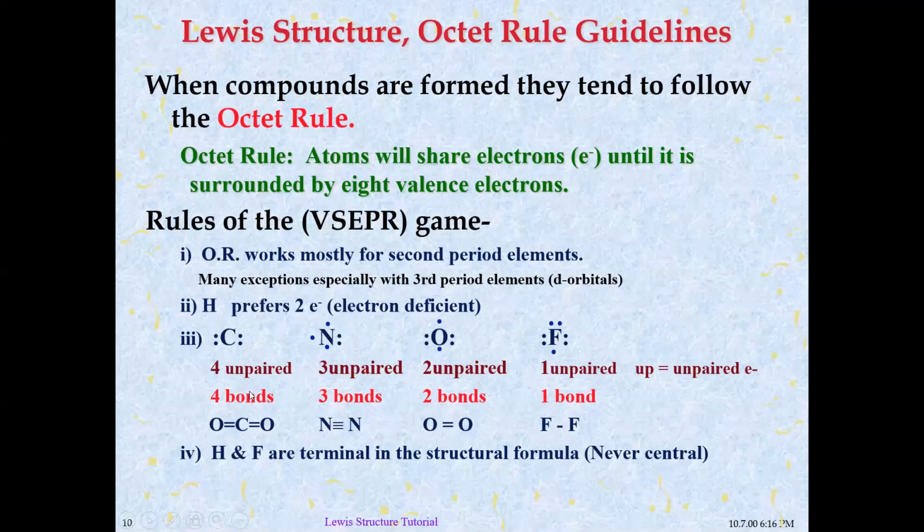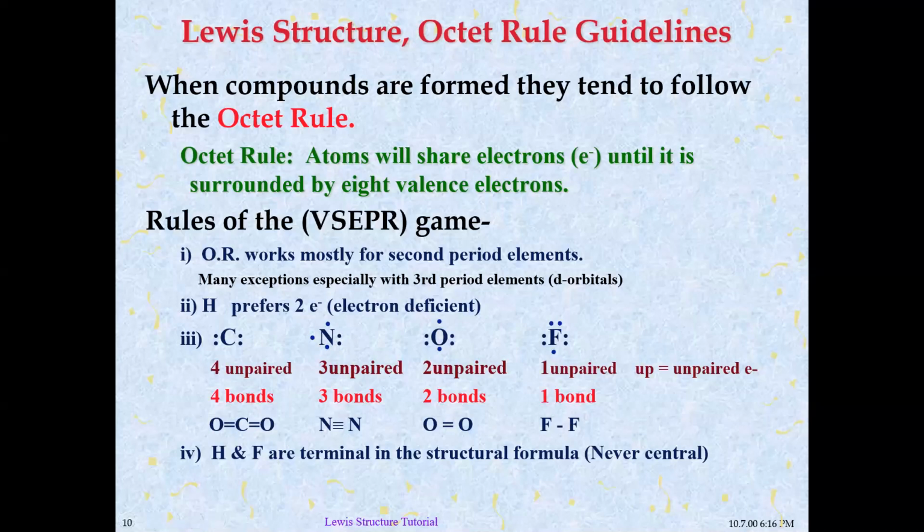The 4 can be single bonds, or 2 double bonds, or 1 double bond and 2 single bonds. Nitrogen has 3 unpaired electrons, so these 3 unpaired electrons can form 3 bonds. Oxygen has 2 unpaired electrons and can form just 2 bonds, either a double bond or 2 single bonds. And fluorine has 1 unpaired electron, so it can only form 1 bond. You can't see a double bond between 2 fluorine atoms or 2 chlorine atoms.